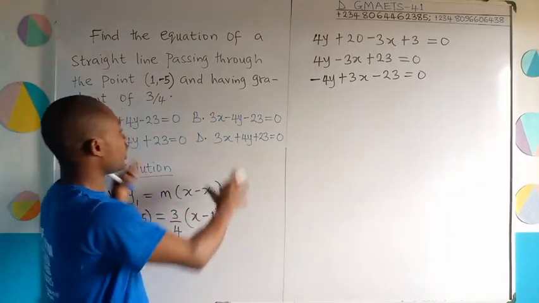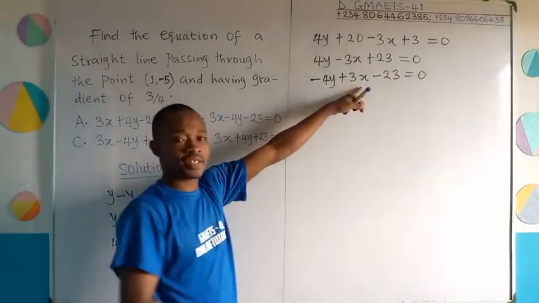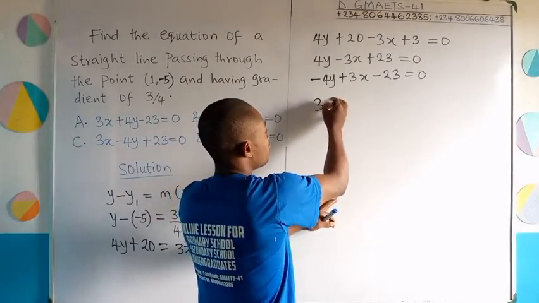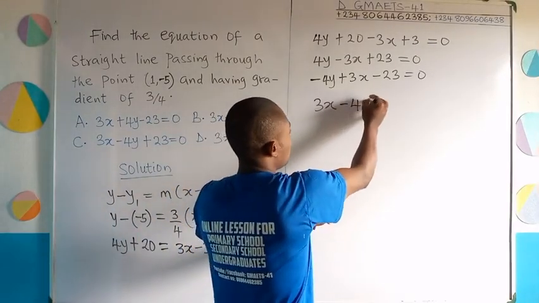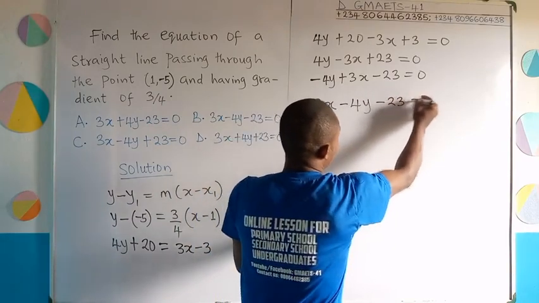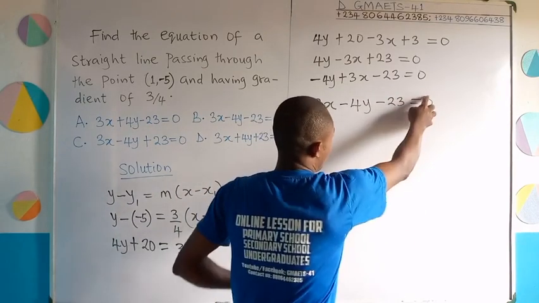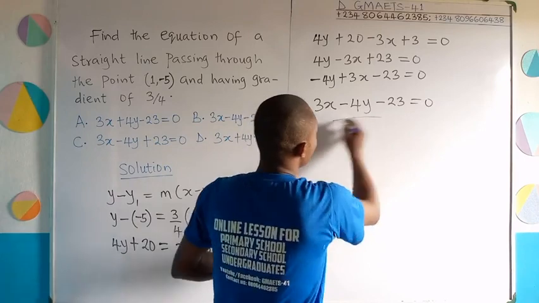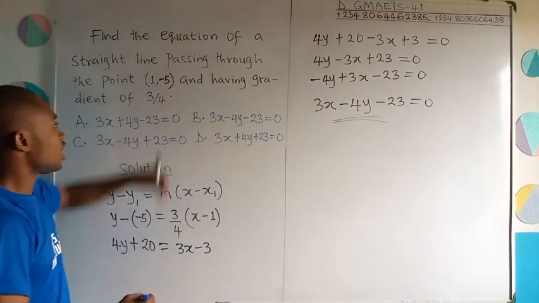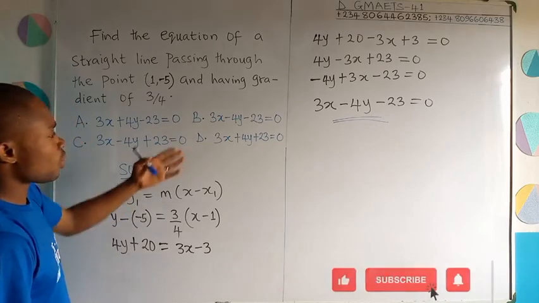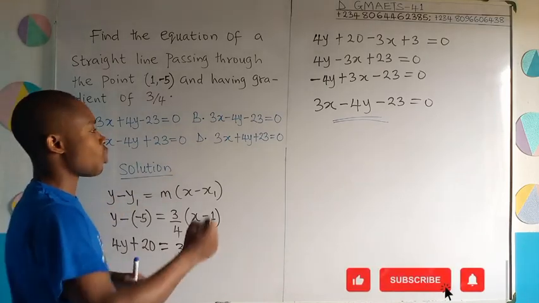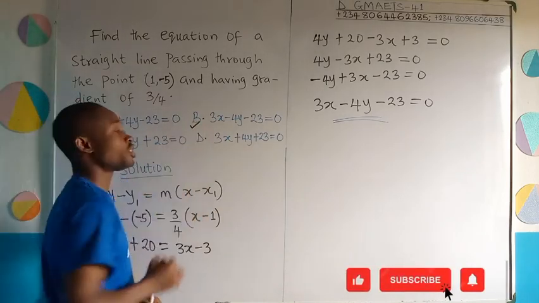And then following this, I would like 3x to come first. So we have 3x, this is the same as plus 3x, minus 4y will follow, and then minus 23 will follow, equal to 0. And of course, this becomes the equation of this line that we are asked to find. The correct option from what we have here, 3x minus 4y minus 23, is option B.